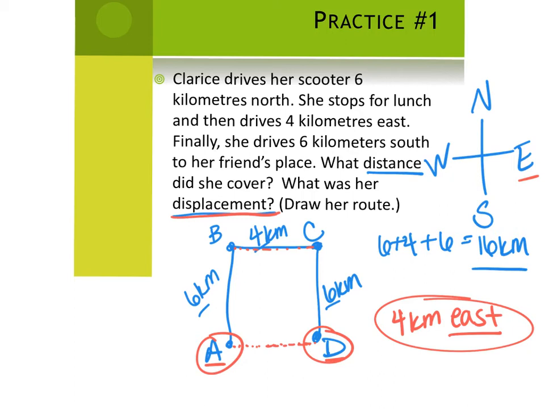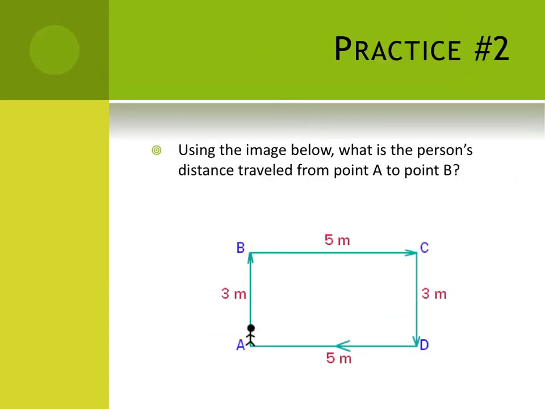All right, so let's try another practice problem. Using the image below, what is the person's distance traveled from point A to point B? Okay, well, to look at the line, look at the direction of the arrows. So they went from point A up to point B. So the distance is just 3 kilometers.